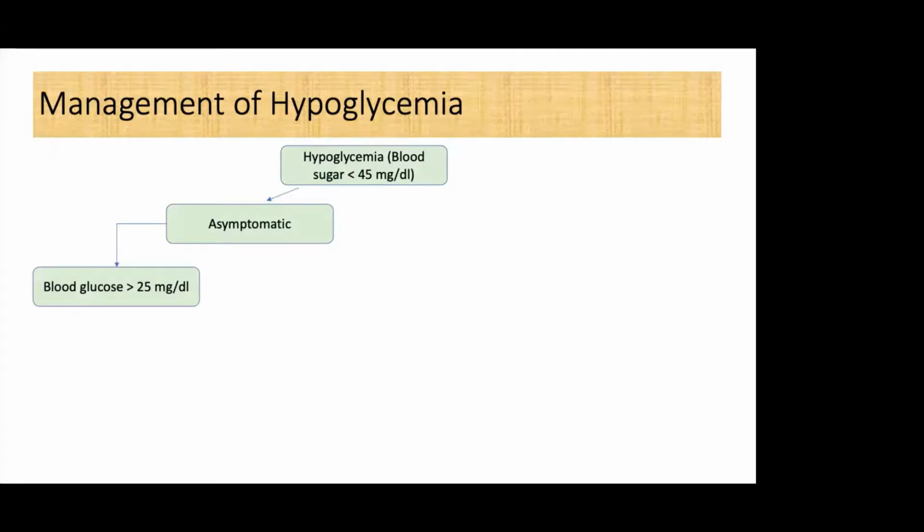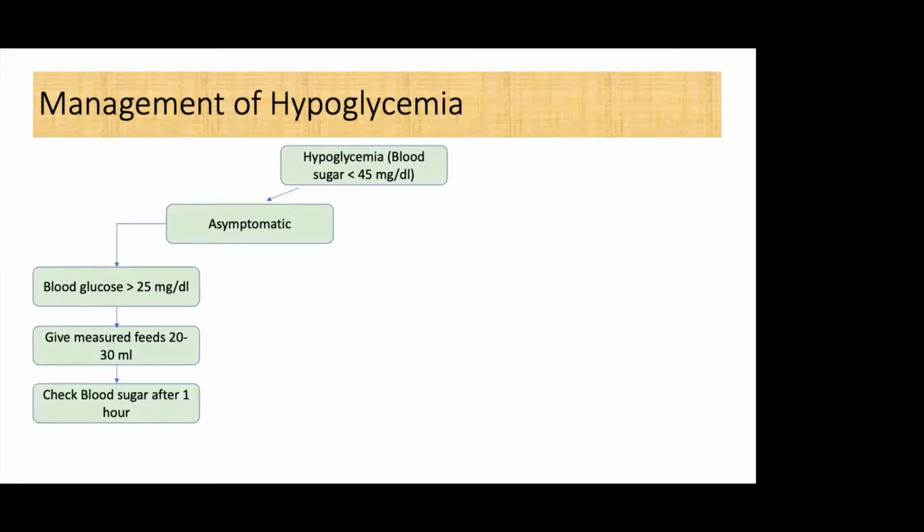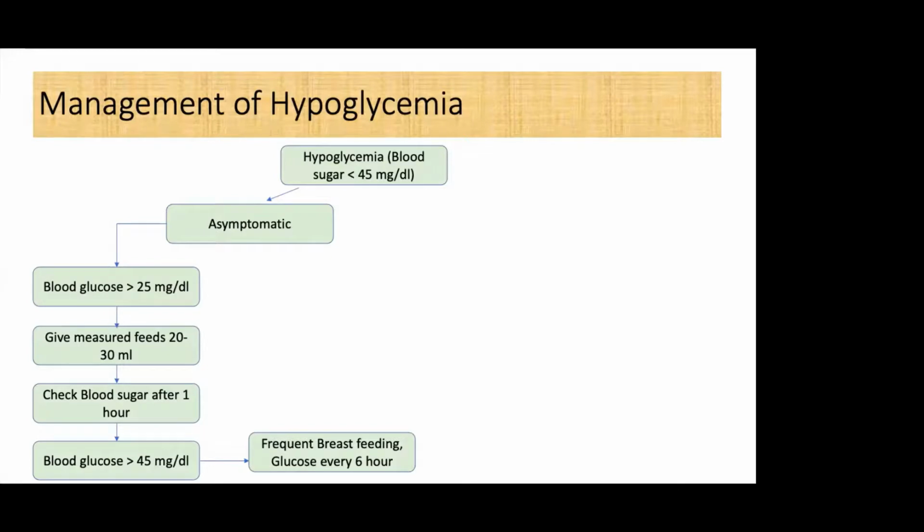If the baby is having hypoglycemia but has no other symptoms, and the blood sugar is more than 25 milligram per deciliter, then we should give a measured feed of about 20 to 30 ml. It may be expressed breast milk or breastfeeding, or you can give formula also. And we should check blood sugar after 1 hour. If after 1 hour the blood sugar is more than 45 milligram per deciliter, consider frequent feeding and monitor blood sugar every 6 hours. But again, if the blood sugar is more than 25 milligram per deciliter, then again follow the same steps.